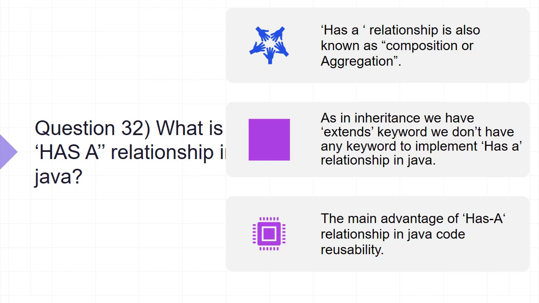Question 32. What is has a relationship in Java? Has a relationship is also known as composition or aggregation. As in inheritance we have extends keyword, we don't have any keyword to implement has a relationship in Java. The main advantage of has a relationship in Java is code reusability.